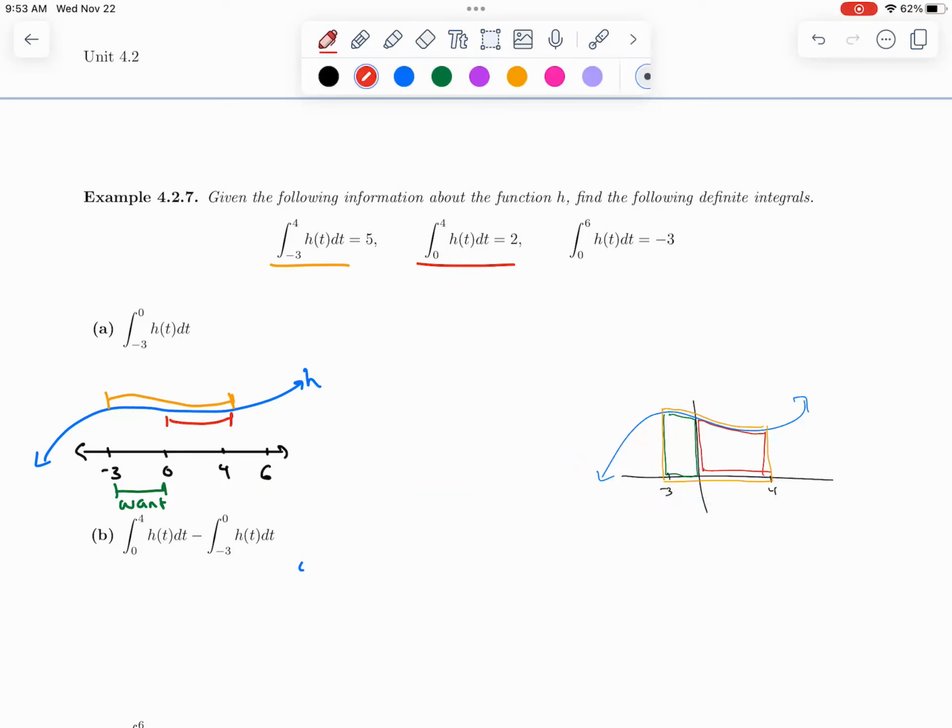So this is going to be the integral of the orange minus the red. So the integral from -3 to 4 of h of t dt minus the integral from 0 to 4 of h of t dt, which is 5 minus 2, which is 3.